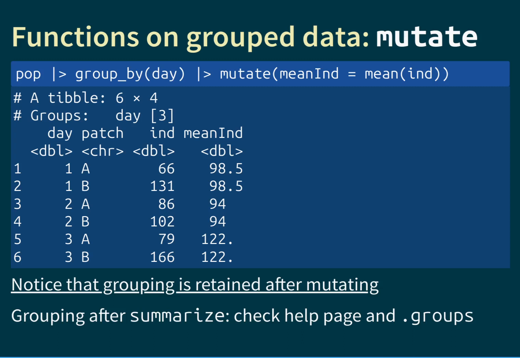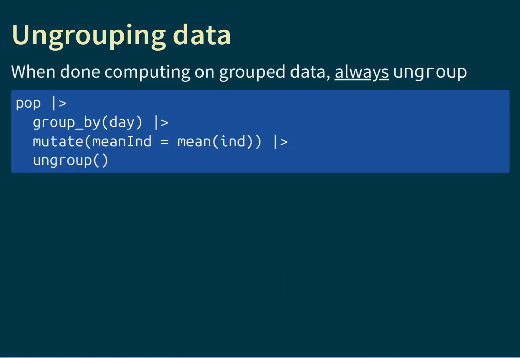Instead, I'm going to teach you a workaround by showing you how you can remove grouping information from data once you are done computing on the groups. So the function that can do that is conveniently named ungroup, and all it does is it receives a table as its input, and it removes all the grouping information from that data. So for example, we could take our population data, group it by days, compute the mean number of individuals for each day, but then when we're done with that operation, then we ungroup our dataset.